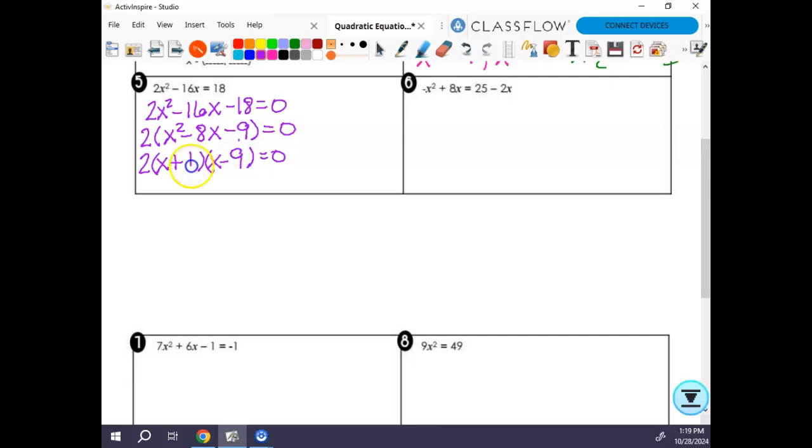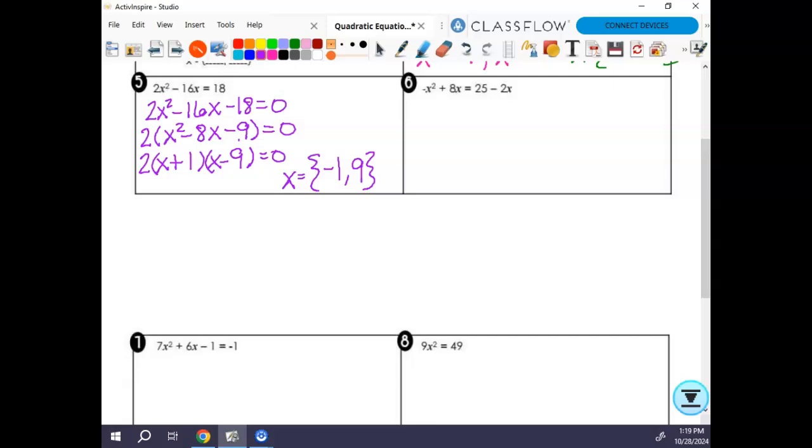Negative 9 and 1. And if it's something this simple, again, you don't necessarily have to write out x plus 1 equals 0, x minus 9 equals 0. You know whether or not you need to do that. If we do skip that step, then that means my answers are actually negative 1 and 9. So you just want to make sure you don't do those backwards.